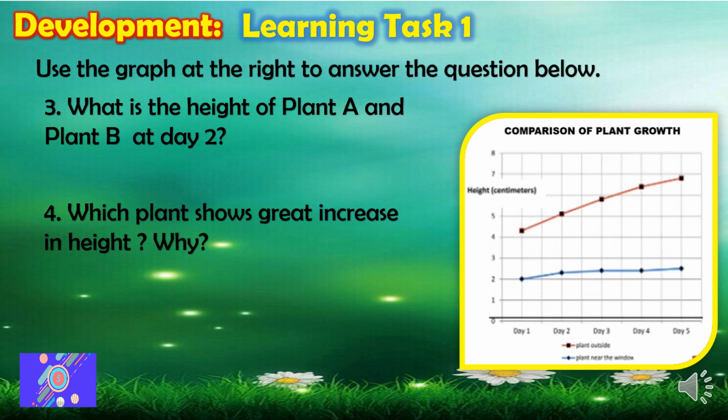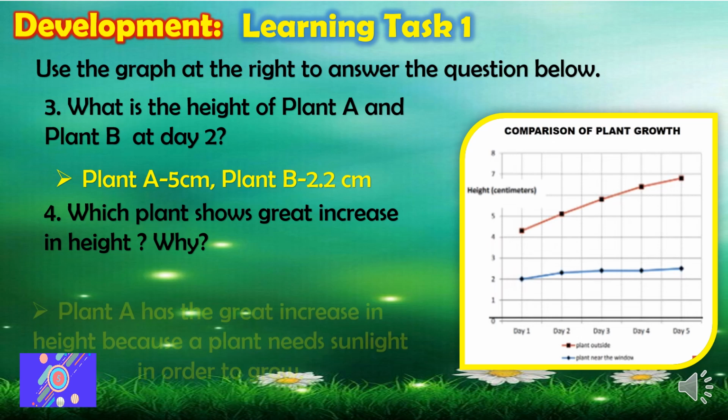Okay, so let us answer learning task 1, number 3 question. What is the height of plant A and plant B at day 2? Plant A is 5 centimeters and plant B is 2.2 centimeters. So for number 4, which plant shows great increase in height and why?